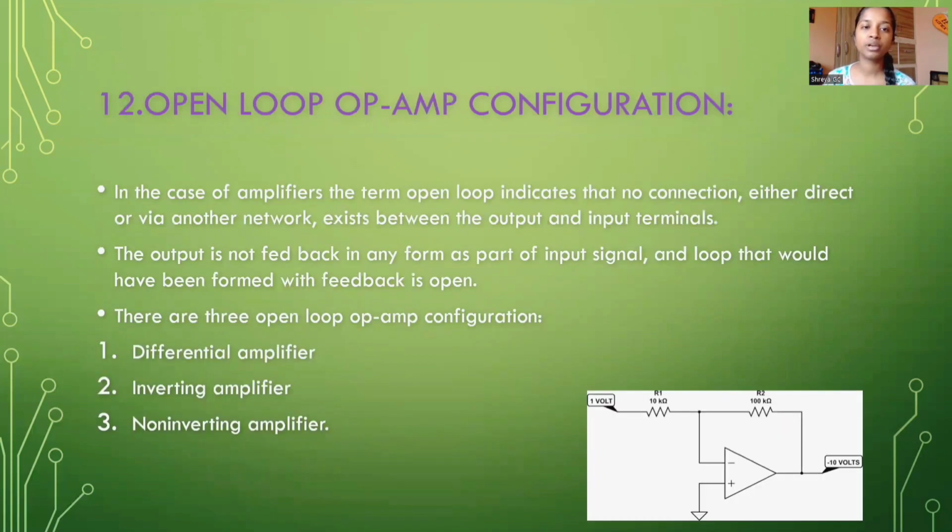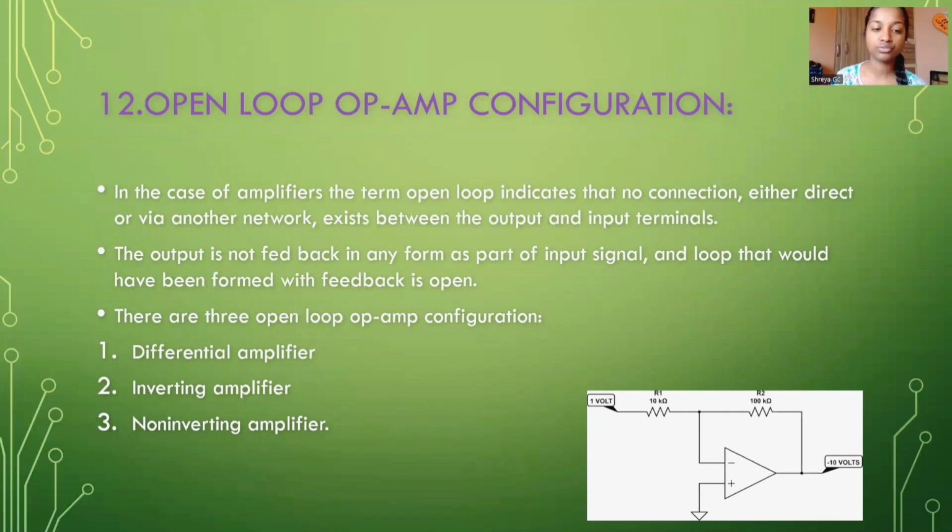And the 12th one is the open loop op-amp configuration. In the case of amplifiers, the term open loop indicates that no connection, either direct or via another network, exists between the output and input terminals. The output is not fed back in any form as a part of the input signal, and the loop that would have been formed with feedback is open. There are three open loop op-amp configurations. They are differential amplifier, inverting amplifier, and non-inverting amplifier.